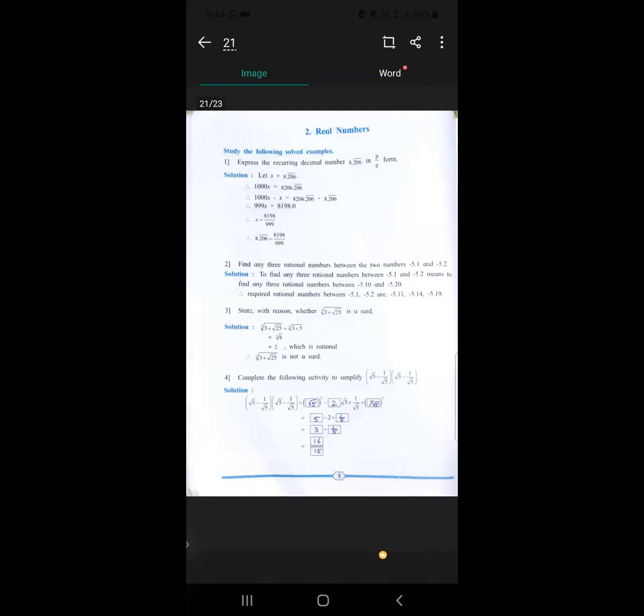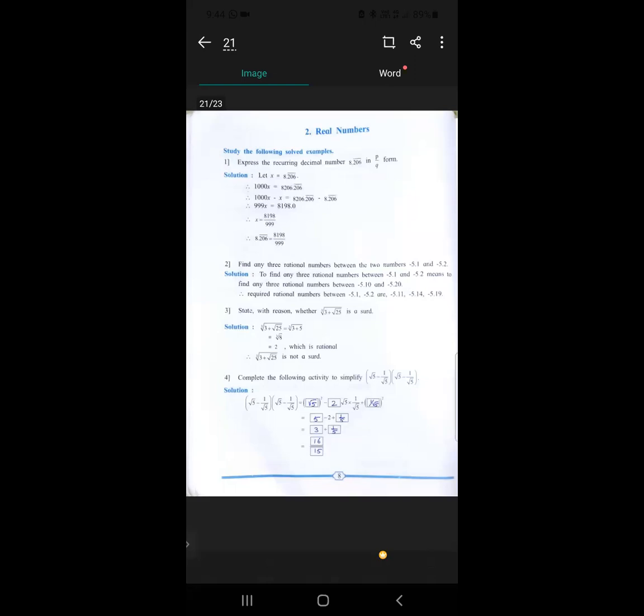The first 3 are solved for you. You can see the fourth one. The fourth one is an activity based question, as we have done in the previous one. Before solving the examples, there are some activity questions and then the examples. So let us see the fourth one. Complete the following activity to simplify: (root 5 minus 1 upon root 5) and (root 5 minus 1 upon root 5). Two brackets are there.